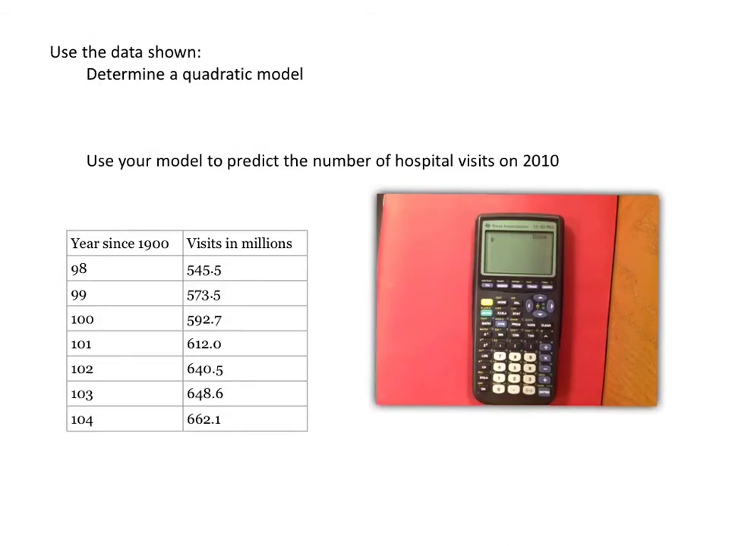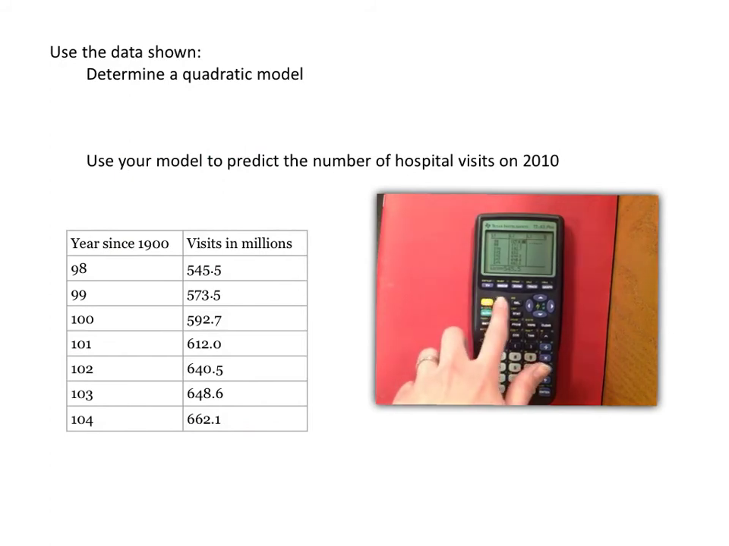For this type of problem, we're actually given some data, and we want to come up with a quadratic equation that will fit it. Here we've got years since 1900, so 98, 99, this is 2000, 2001, and these are visits to the hospital in millions. So what you'll need to do is first go to Stat and enter for edit. Now I've got information here, but your L1 should be these numbers, L2 should be these numbers. So I'll have you pause and get your information input.